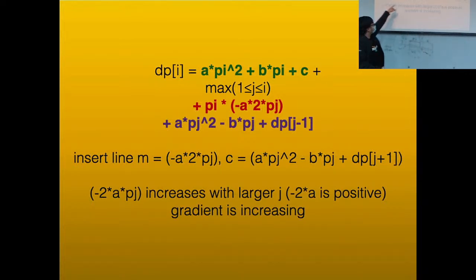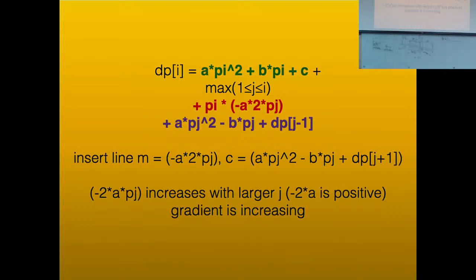Okay, so we insert this line after we finish computing the dp[i], with m equals minus a times 2 times p[i], and c is this one. When you do that, for the next value of i, we can use this line to query the x using p[i]. If we use x equals p[i], we can get the optimum j such that mx plus c is maximized. Does this make sense?